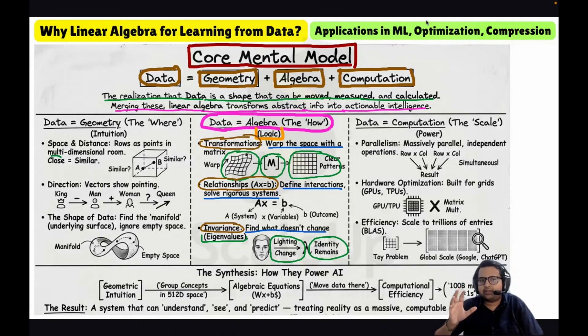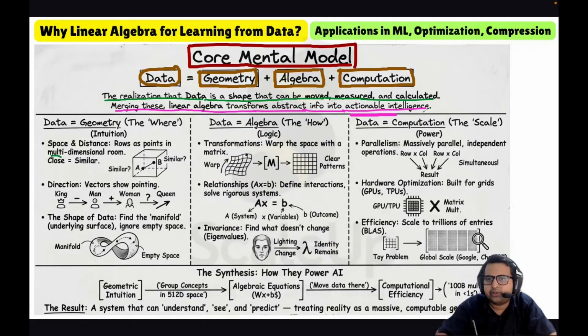So the idea is that once we have represented the data, we can apply transformations on it to make the patterns more clear, more visible. We can identify the relationships and solve a rigorous system of equations to find the interactions between the variables. And we can also find the features, the parameters which do not change, which stay invariant. So that is what data is equals to algebra.